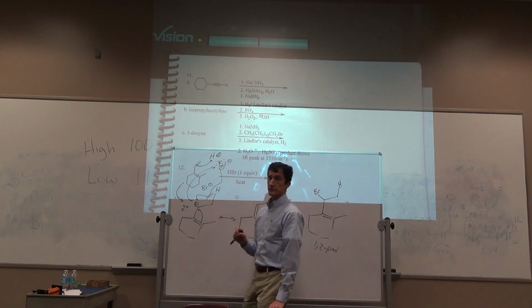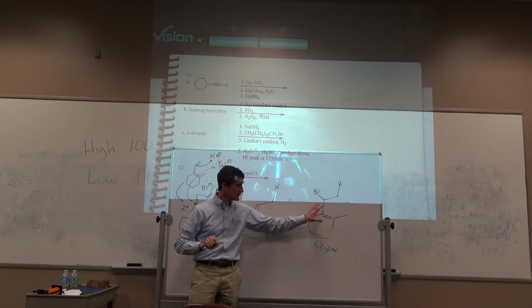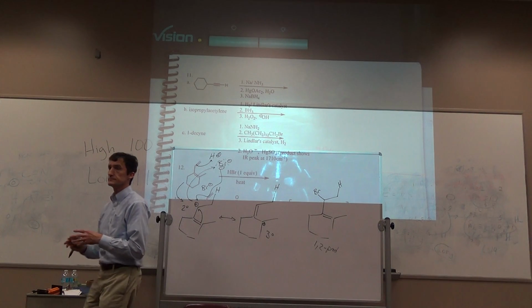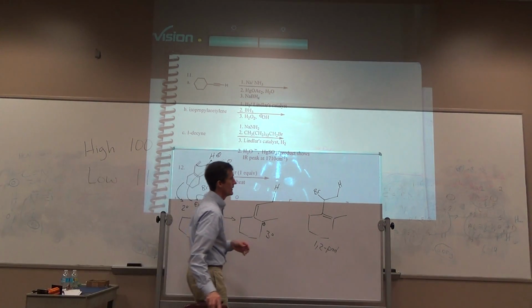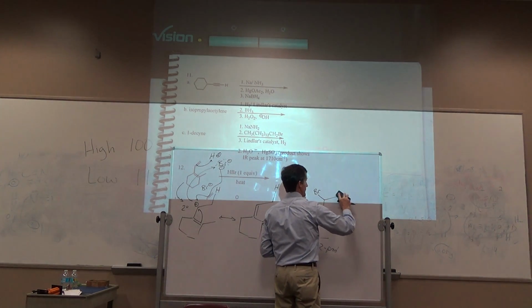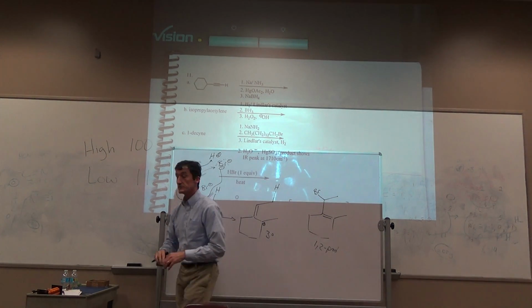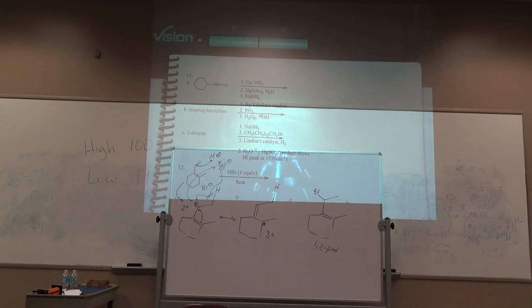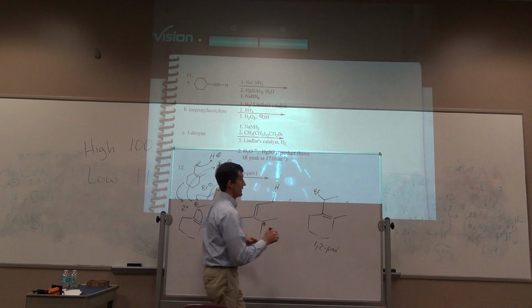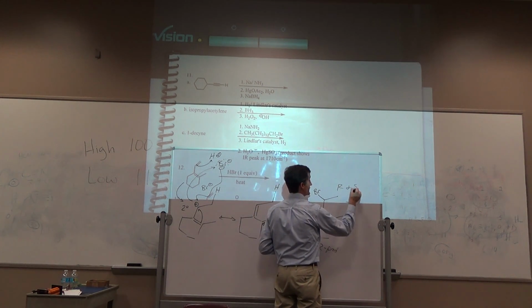Okay, here's a question for you. How many stereoisomers are possible for this product? 1. Well, actually, that's a carbon. So 2. 2 total. The answer is 2 total. You got the R and S versions right here.